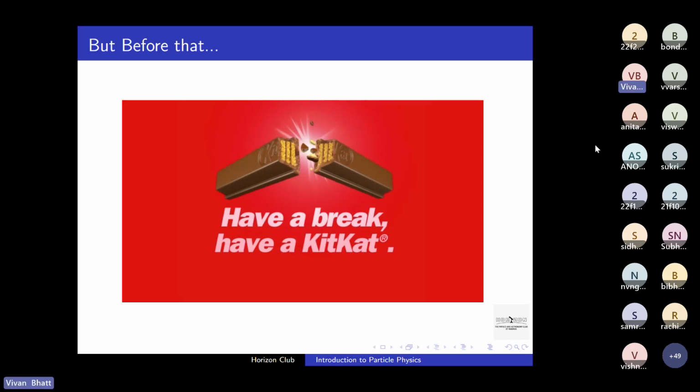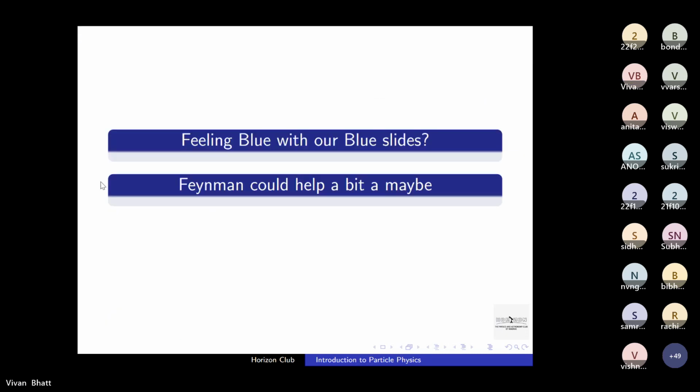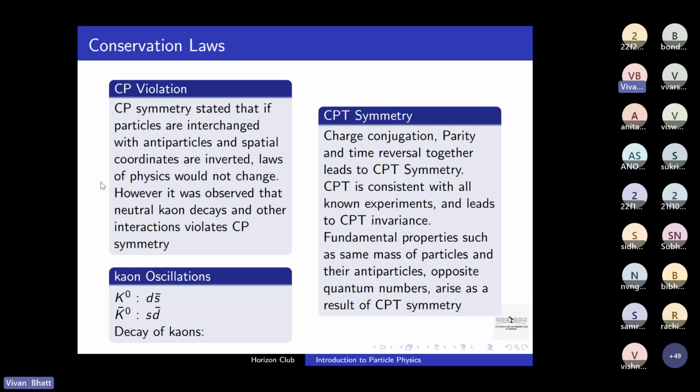Okay, so kaons are mesons. They're composite particles made of two quarks. K0 has a down and anti-strange, and K0 bar has a strange and anti-down. The K0 and K0 bar are antiparticles of each other, as they're related by charge conjugation.